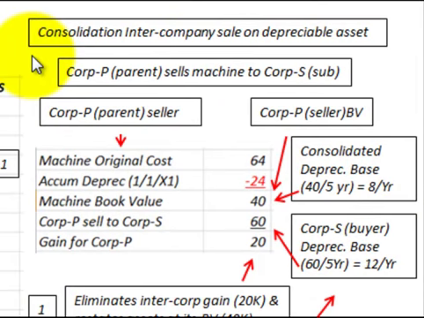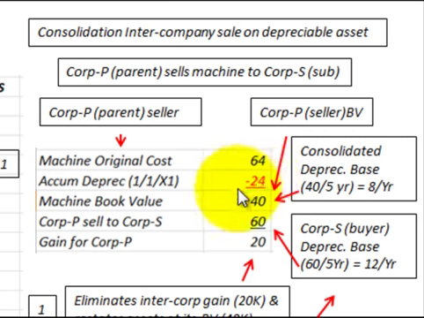Here we're going to be looking at a consolidation of an intercompany sale of a depreciable asset. For example, Corporation P, the parent, is going to sell a machine to Corporation S, the subsidiary. First, let's look at Corporation P, the parent or the seller. The machine's original cost at Corporation P is $64,000.